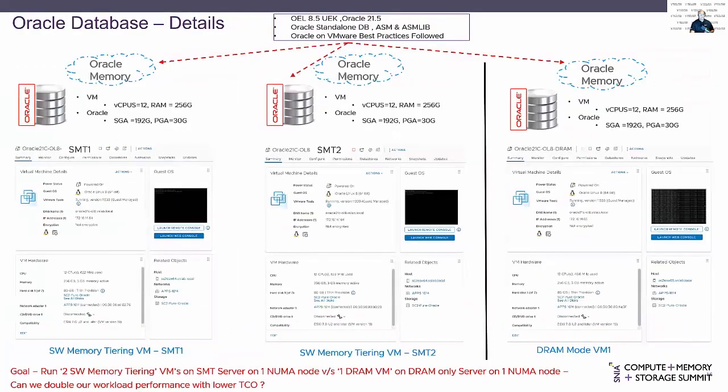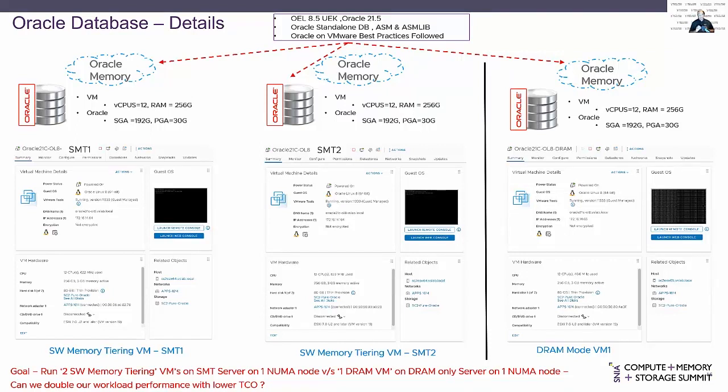Okay. So moving up a level, looking from an Oracle database perspective, we installed Oracle OEL, which is Oracle Enterprise Linux 8.5 UEK. UEK stands for the Unbreakable Enterprise Kernel. The Oracle version was 21.5. We made sure that we had a standalone database on all 3 virtual machines. We used Oracle ASM to provide the storage, with ASMLib for device persistence. We essentially made sure that all Oracle on VMware best practices were followed.